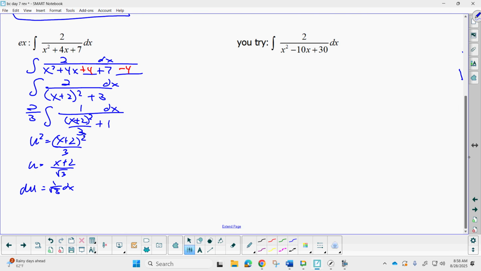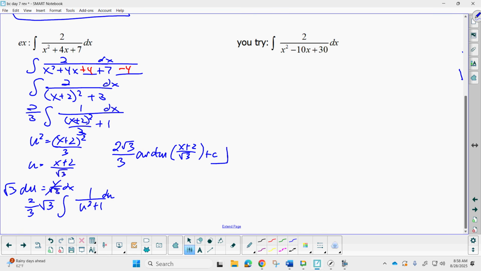And so with substitution, I get 2/3 1 over root 3. No, that root 3, when I move it over, becomes root 3 in the numerator, is it not? Okay, so root 3 integral of 1 over u squared plus 1 du. So all said and done, my answer is 2 root 3 over 3 arctangent, not sine, of what was u, not u squared now, look at u, x plus 2 over root 3, and thankfully in calculus we don't really care about a root in the denominator, nobody cares, all right?